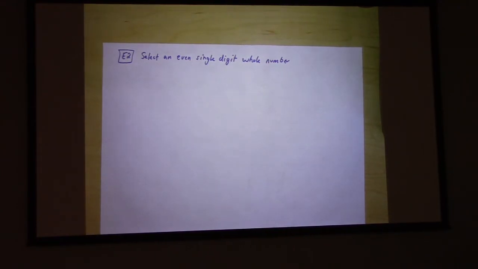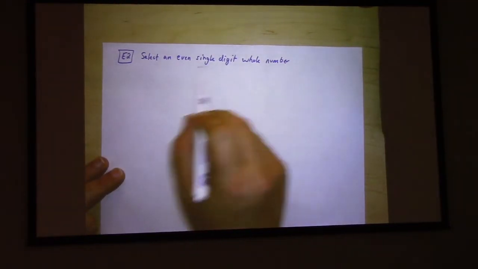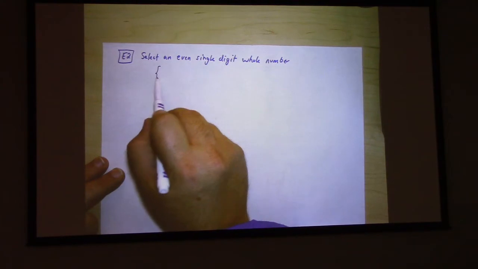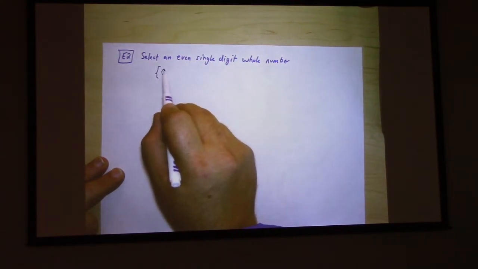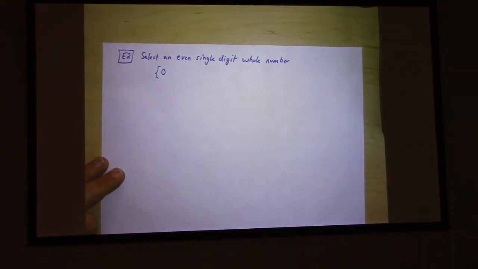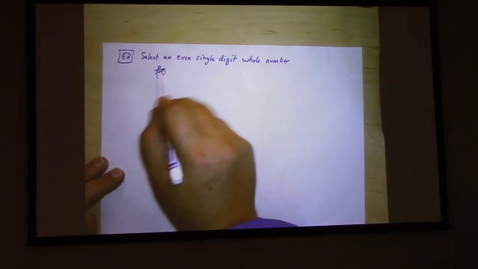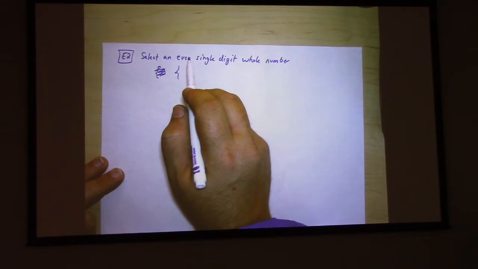I'm like, wait a minute. There's infinitely many even numbers. Oh, hold on a second. What did it say? Single digit, right? So what are the even single digit whole numbers? You got what? 0? Well, whole number. Is 0 a whole number? No. I think 0 is not a whole number. So 0 is a whole number?